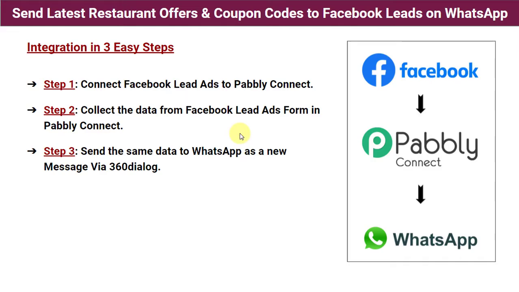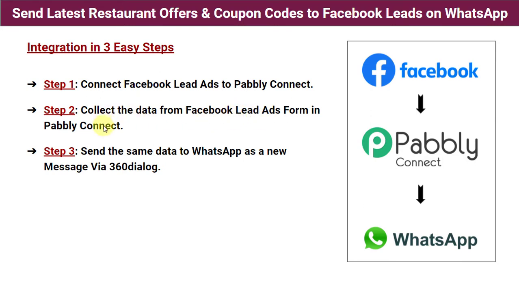Okay guys, so here you can see these are the 3 simple easy steps which I followed to create the automation process between Facebook and WhatsApp. So the step 1 is connect Facebook lead ads to Pabbly Connect. Okay, so for this first we need to log in into Pabbly Connect, then we need to connect our Facebook account with Pabbly Connect.